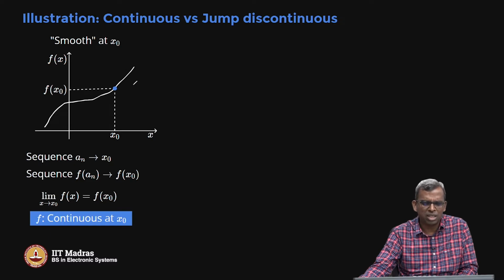So it's sort of easy to see. It's just an illustration to show that if it's smooth, then this is likely to happen. Of course, you have to prove it. But looks like, if it's smooth graphically, illustratively, this is happening. So f ends up being continuous at x naught. So this is the easy case.